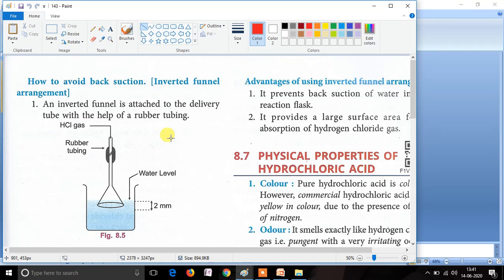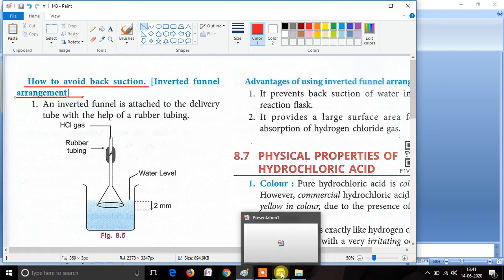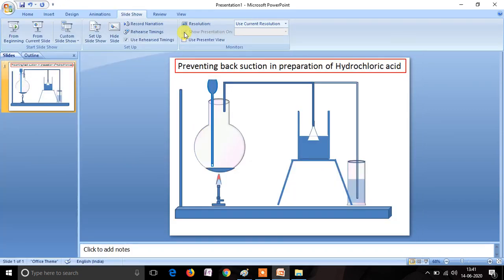To prevent the back suction, we have to arrange the apparatus in such a way that the back suction may not occur. For this, we have to make some arrangements. Let's understand with the help of a presentation what are the changes which we are going to make.